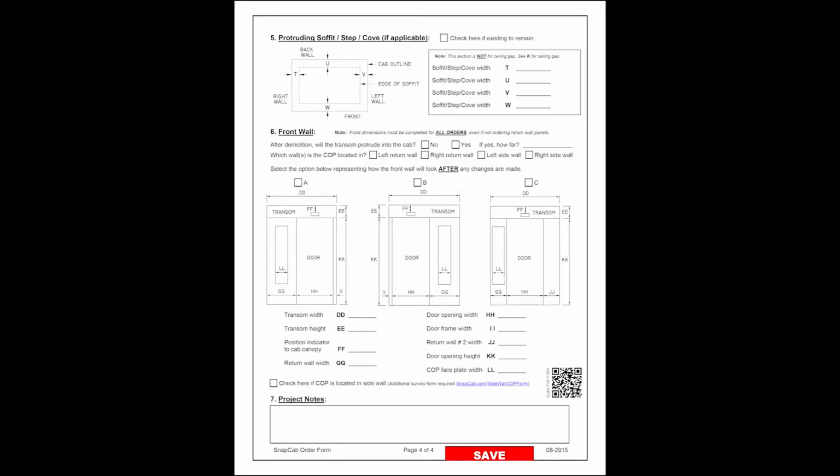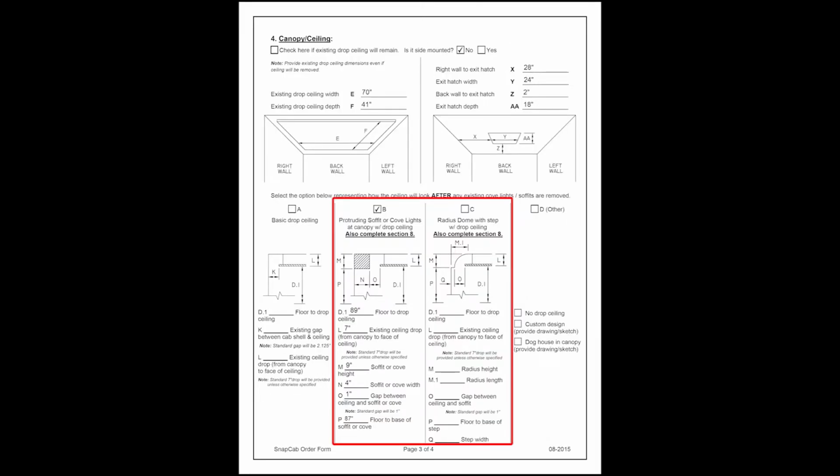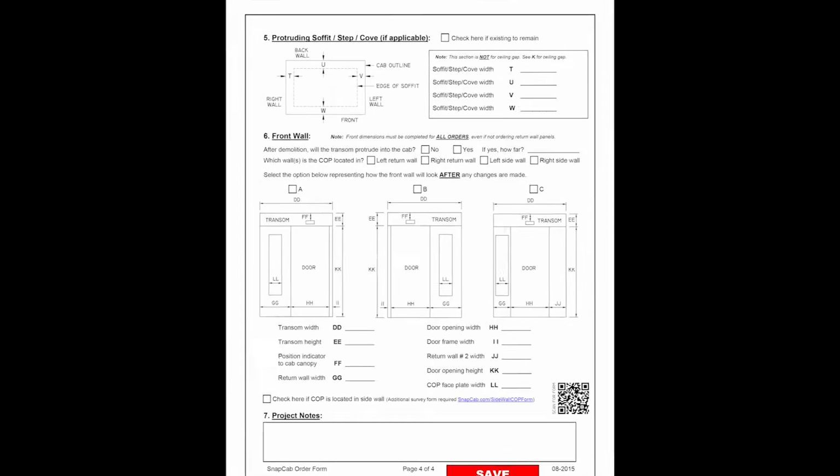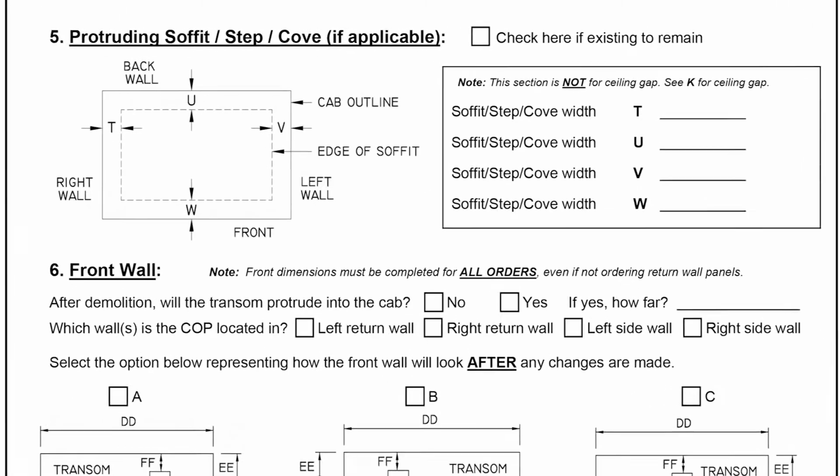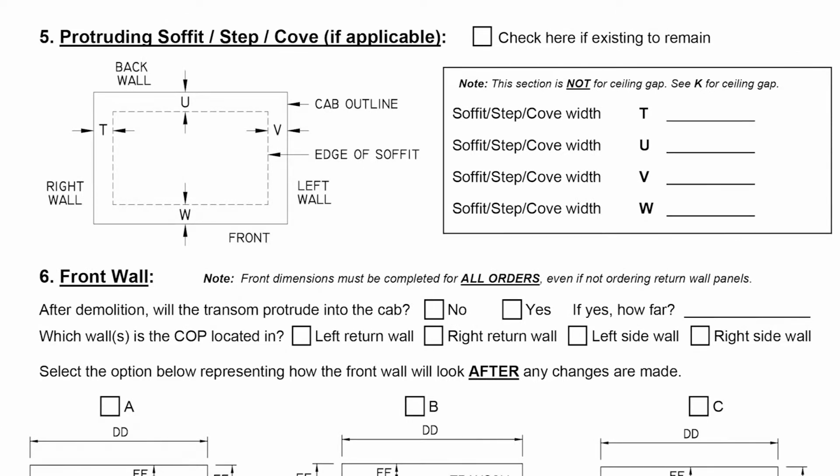Retaining cove lights or soffits can affect panel height and the new ceiling size. Only complete this section if option B or C were selected for the ceiling on page 3 of this form. Protrusions are not always located on all 4 walls, and this section communicates where they are located.